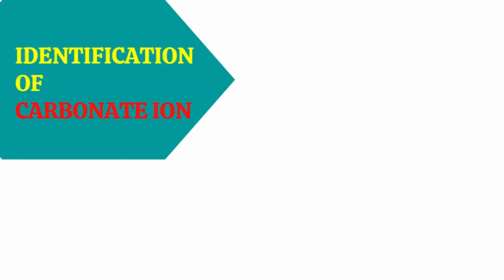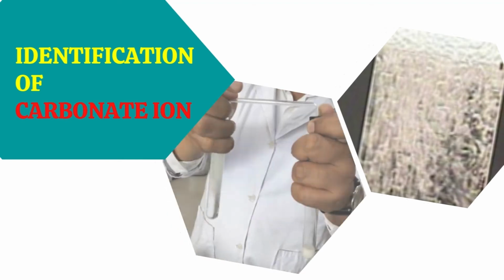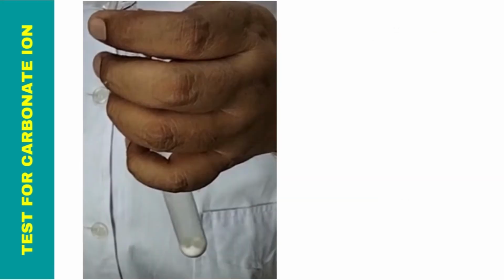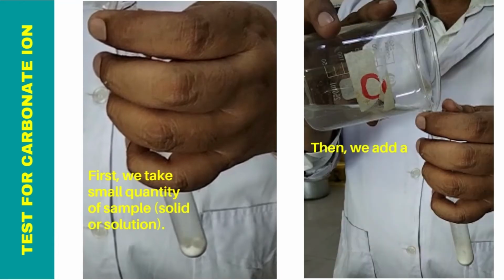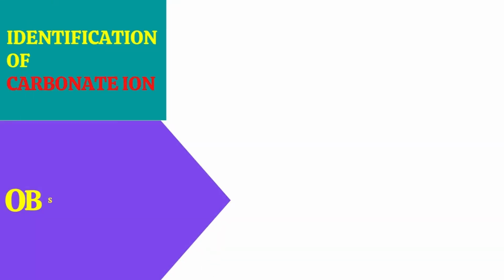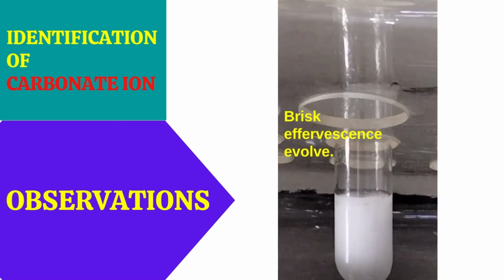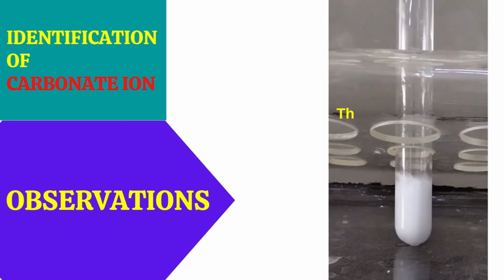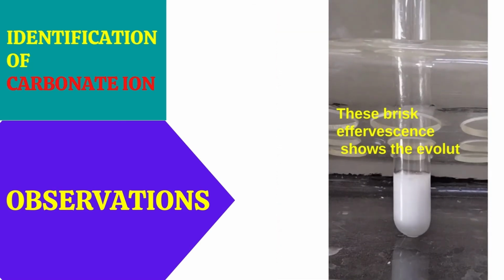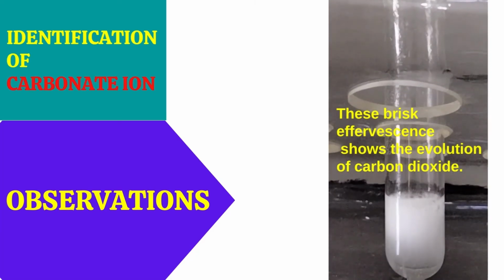Now, we will see how to identify carbonate ions in a sample. For this laboratory test, first, we take the sample in a test tube, either solid or solution. Then we add dilute hydrochloric acid to the sample. Observations: on adding hydrochloric acid to the sample, brisk effervescence evolves. This brisk effervescence shows the evolution of carbon dioxide.